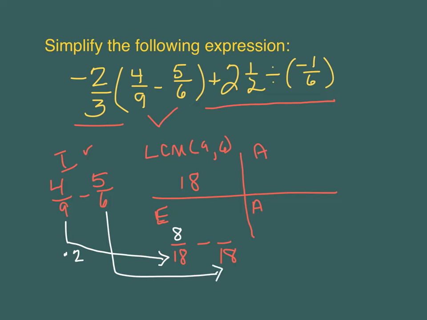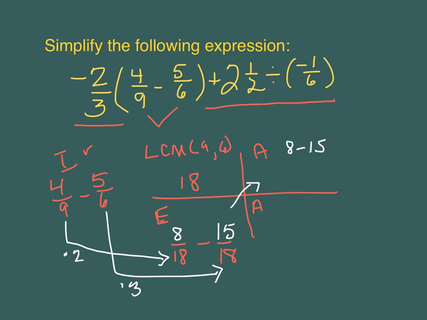How do I get from 6 to 18? I multiply times 3. So I do that to the top. Whatever I do to the bottom, I do to the top. 5 times 3 is 15. Now, I'm going to take those numerators only, and I'm going to add or subtract. In this case, I'm subtracting 8 minus 15.